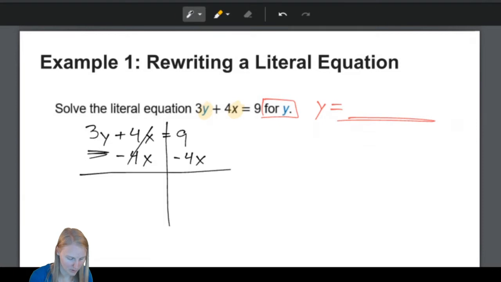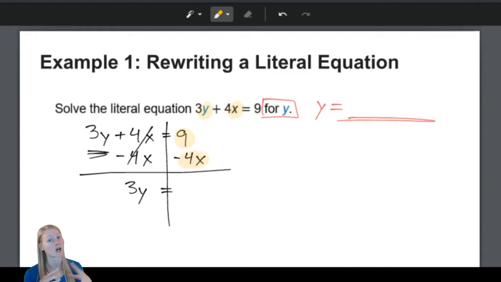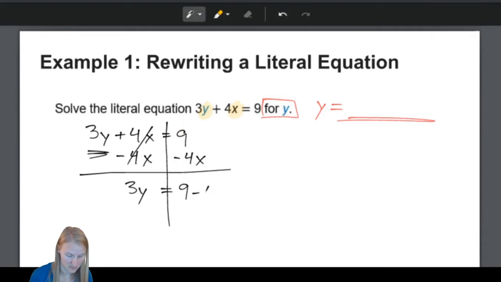Alright, so now we are left with 3y on this side equals 5x? No, not 5x. Remember, this is an orange. This is an orange. This is an apple. Cannot put apples and oranges together. So instead, we just write 9 minus 4x. I can't put them together. It's okay to just write it this way. In fact, it's correct to write it this way. Writing it any other way is not mathematically correct. So we just have 9 minus 4x, and that's okay.